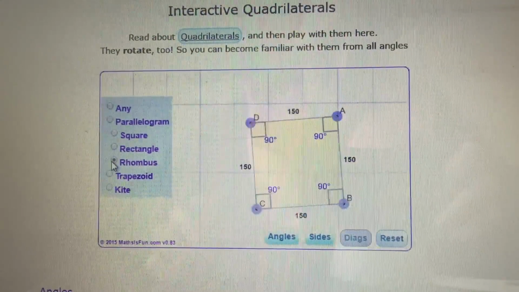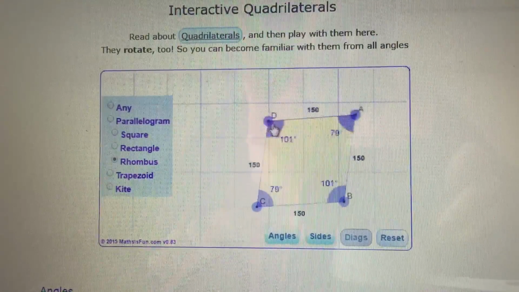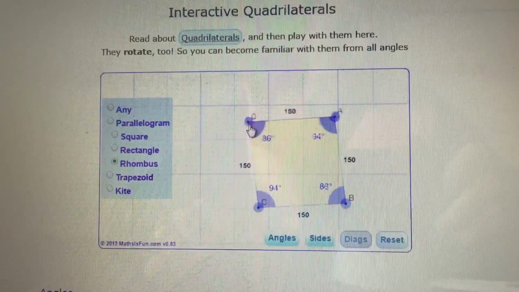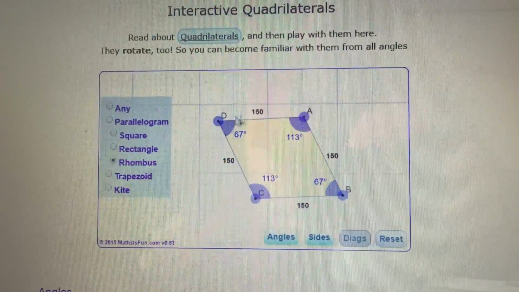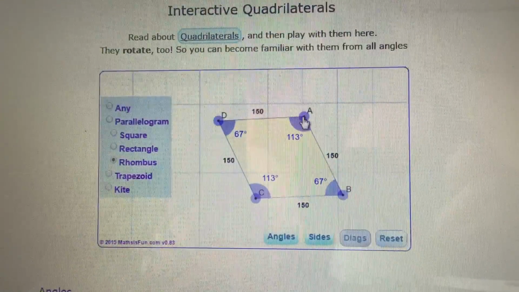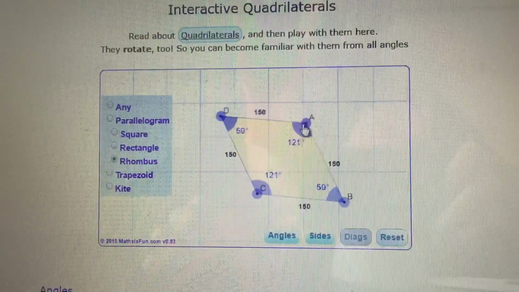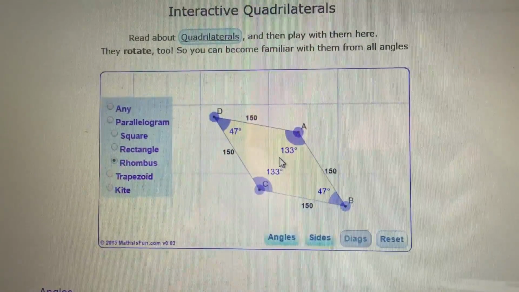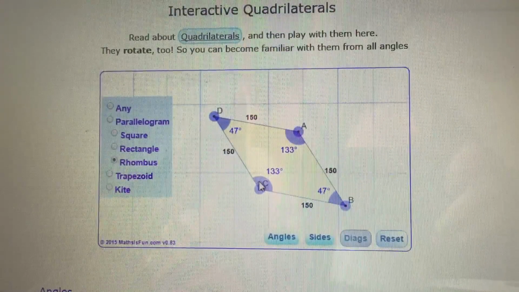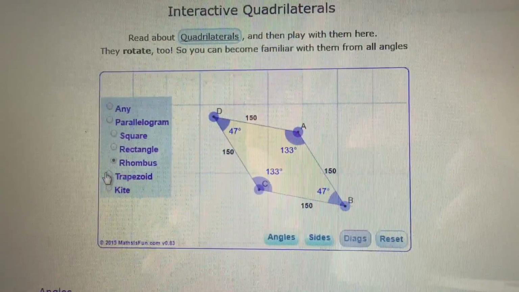So then if you change to a rhombus, now all you can do is change the angles. The side lengths don't change at all, which will help students so they don't accidentally look for the wrong thing. So they're always going to be these 150 side lengths, and they're all going to be congruent, where the angles are the ones changing, and now our opposite angles are still congruent because it's a parallelogram, and the supplementary, or the adjacent angles are supplementary.